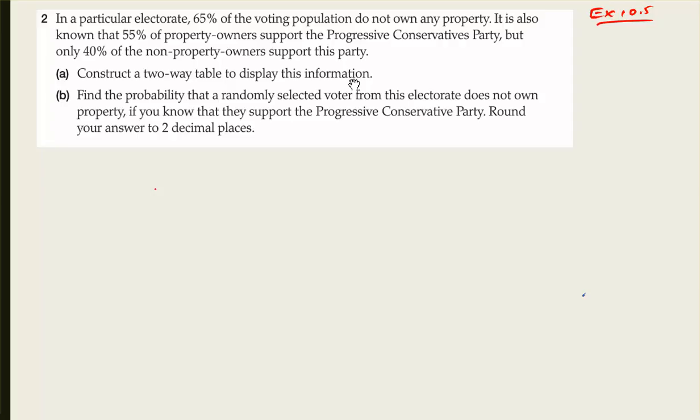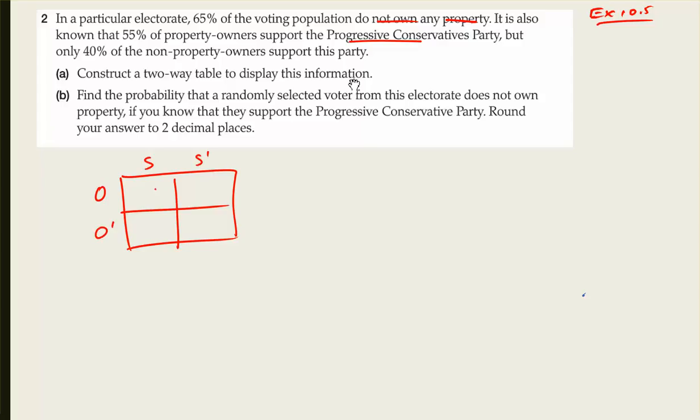In 10.2, you remember that information was given as is, so you could just enter it in the table and calculate the other values. In this case, we're going to do more work. In a population, you can have property owners or not property owners, and people that support a party, the Conservative Party, or do not support a party. So we're going to draw a two-way table layout.